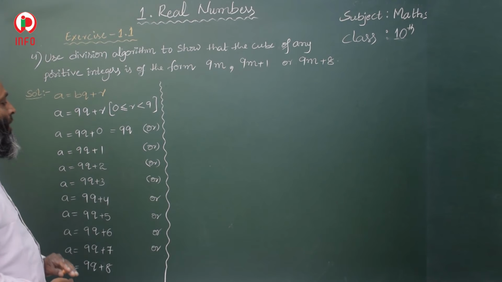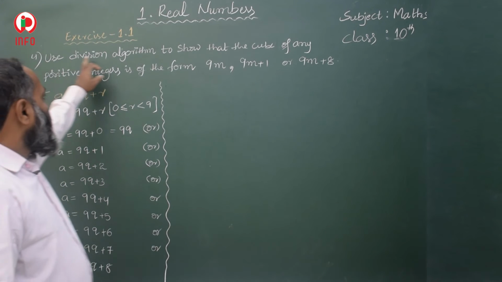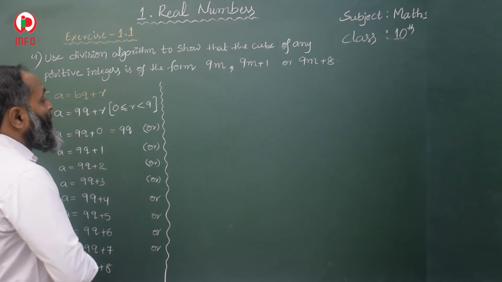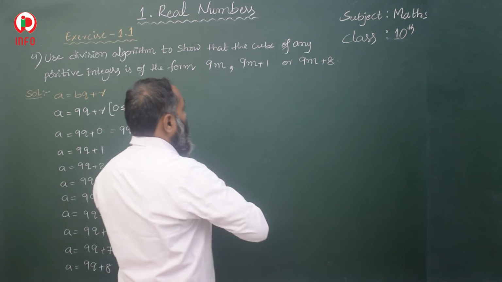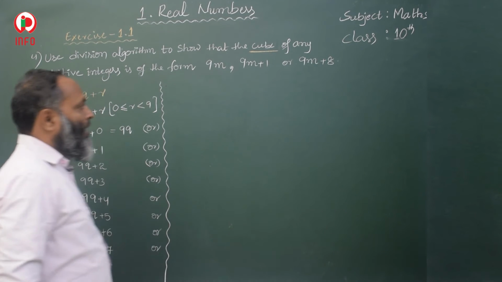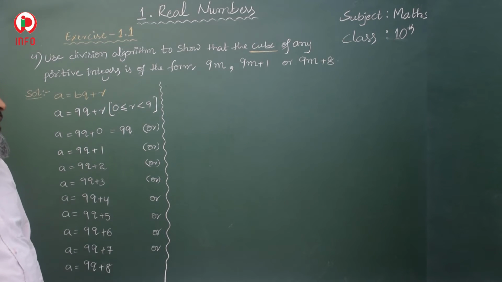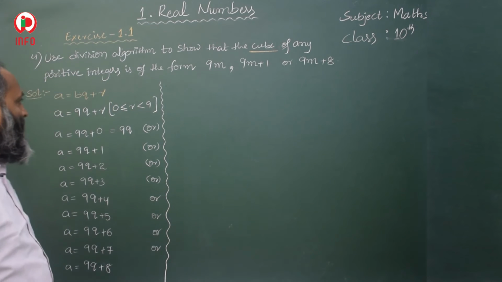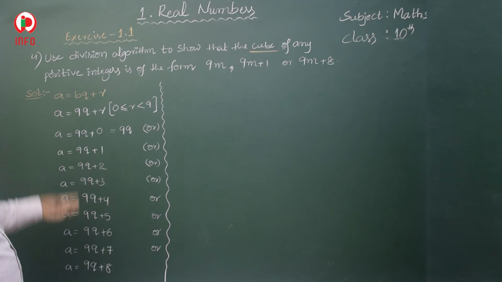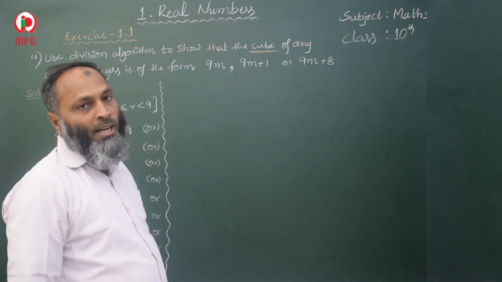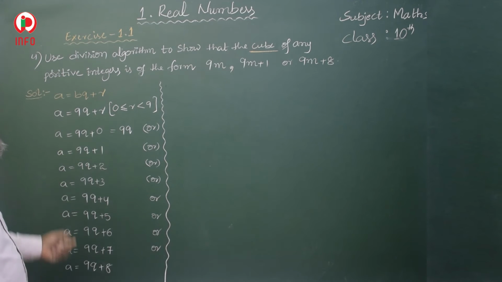Then after that, what is he asking? Using the division algorithm, using Euclid's division algorithm, he is asking about cubes of any positive integer, in the form of 9m, 9m plus 1, 9m plus 8. In this form we should prove. No need to check all of them. Do 3 or 4, and the remaining you will get automatically. So see here how to do the first one.